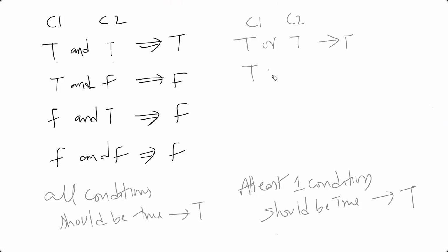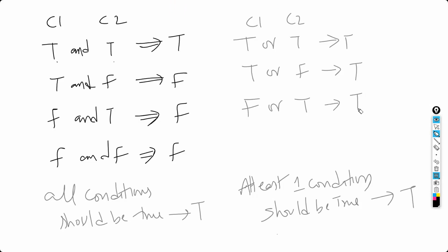So now, first condition is true, second condition is false. What is the overall output? True. Why? Because at least one condition is true. First condition is false, second condition is true. What is the output? Again true, because at least one condition is satisfied. False or false. What is the output? This time false, because none of the conditions is true. According to or, at least one should be true. Here none is true, so false. Is the point clear for everyone? So please take a note of this. And once you have written, I will start explaining with examples.